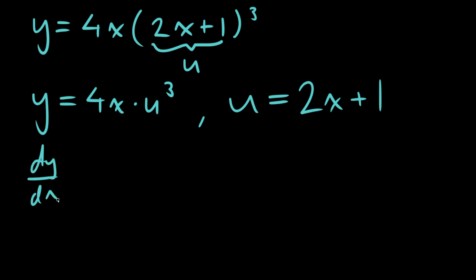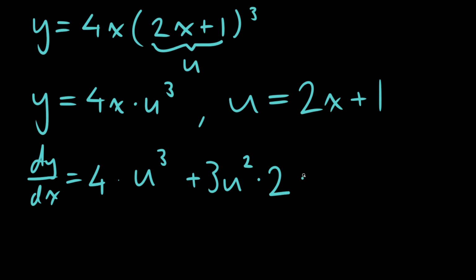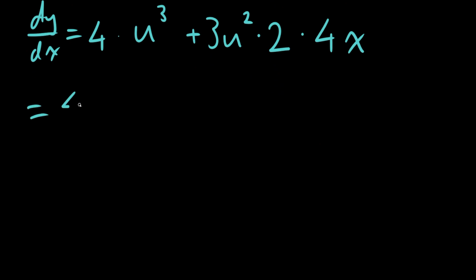dy/dx will be equal to the derivative of 4x, which will be 4, times the entirety of the second function, u cubed, plus the derivative of u cubed, but remember we have to multiply by the chain as well. So we'll get 3u squared multiplied by the derivative of the inside function, which is just 2. And don't forget to multiply by the first function again. So if we expand these out, we'll get 4u cubed plus 3 times 2 times 4x, we'll get 24x u squared.